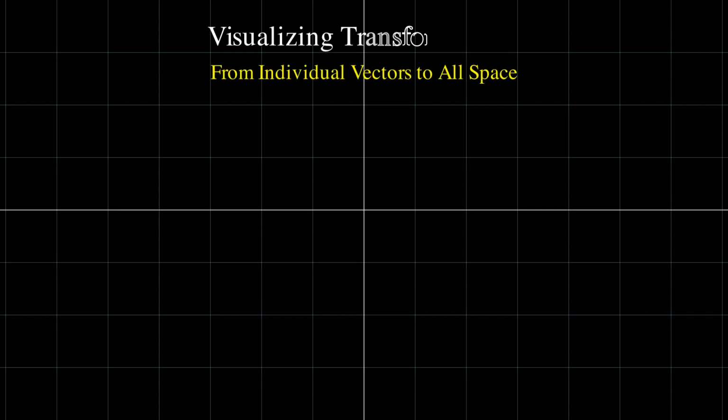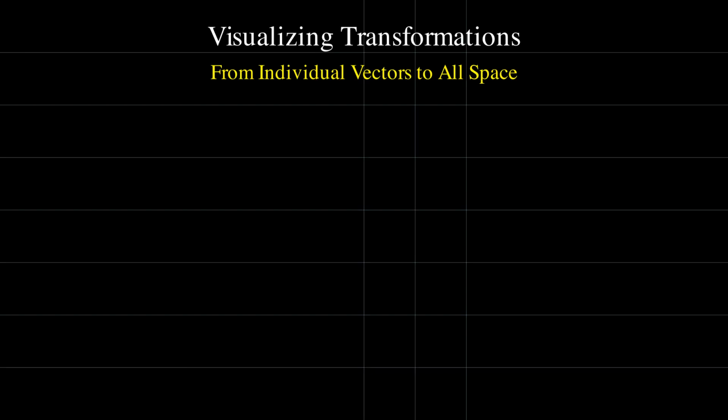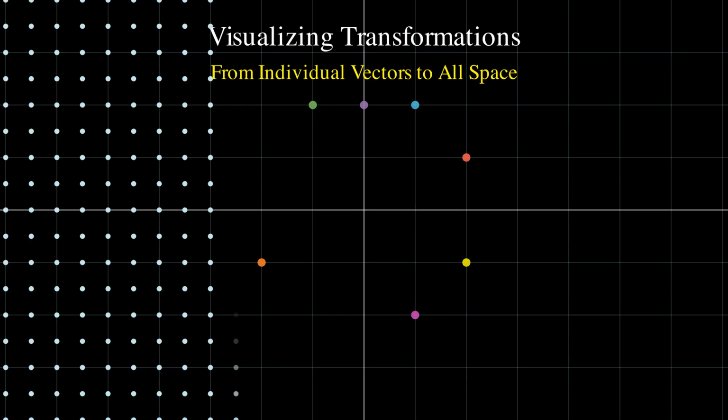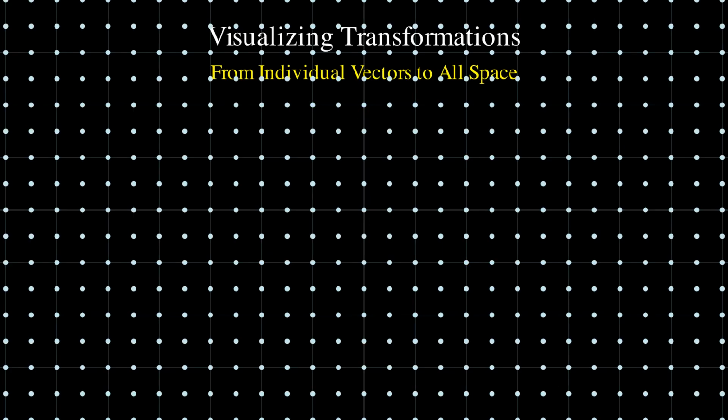So how should we think about transformations, not just for one vector, but for all vectors? Here's a powerful idea. Instead of focusing on the arrows, let's just look at where their tips land. Each tip is a point. That way, imagining a transformation becomes imagining every point in space moving to another point.